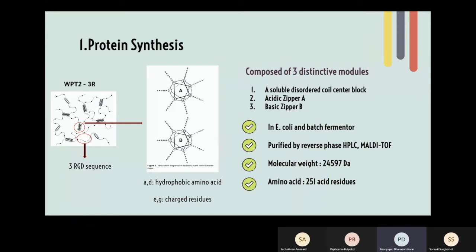So we have to check 2 things. First is reverse-phase HPLC, to make sure that the purity of the protein is at least 96%. And second, we have to check with MALDI-TOF that the molecular weight of the protein is 24,597 Dalton or not.